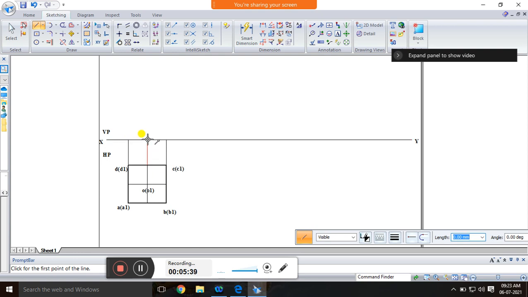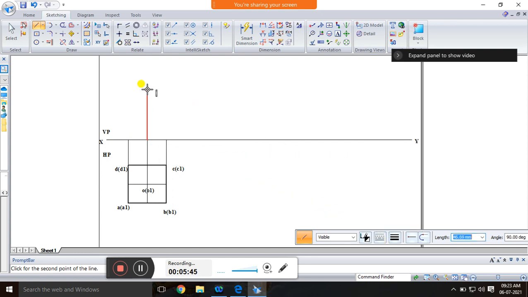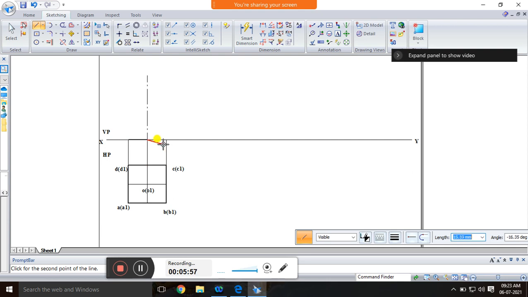Now better you draw the axis first. So this is the axis, the axis of 60 mm. Place it. Next, join this. And here it is the same 60.